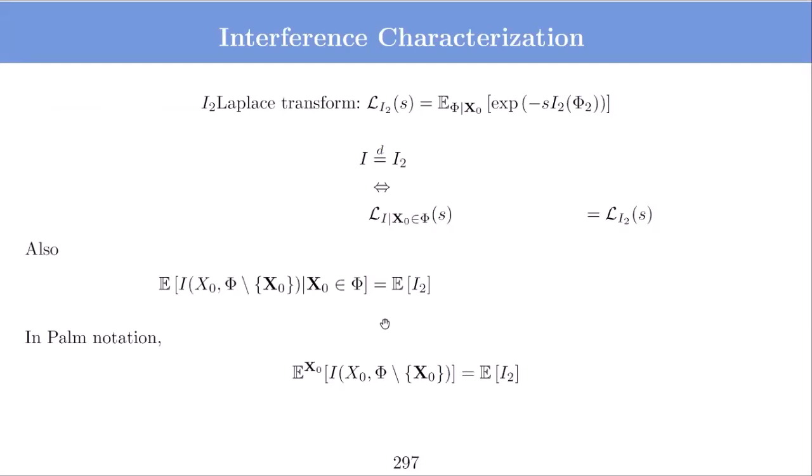Okay, and because the distribution is the same, it means the Laplace transforms of I and I2 are going to be the same, and also all the moments are going to be the same, right? So the mean of I is the same as the mean of I2, and in the Palm notation I can just write this as E_x0 of I, which is a function of x0, and phi minus x0, is the same as E of I2.